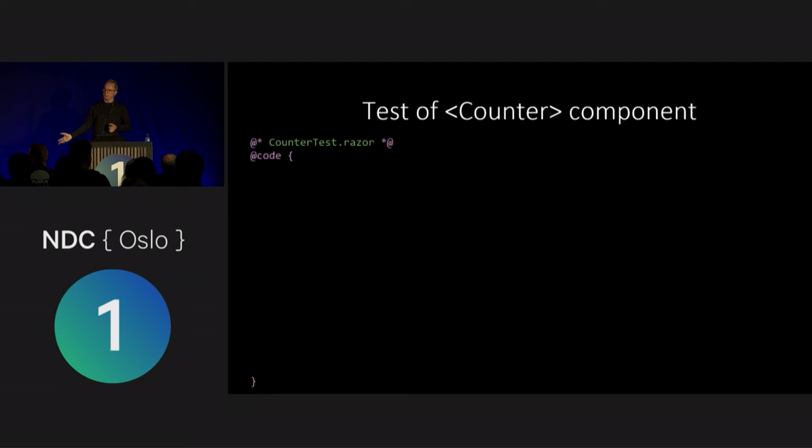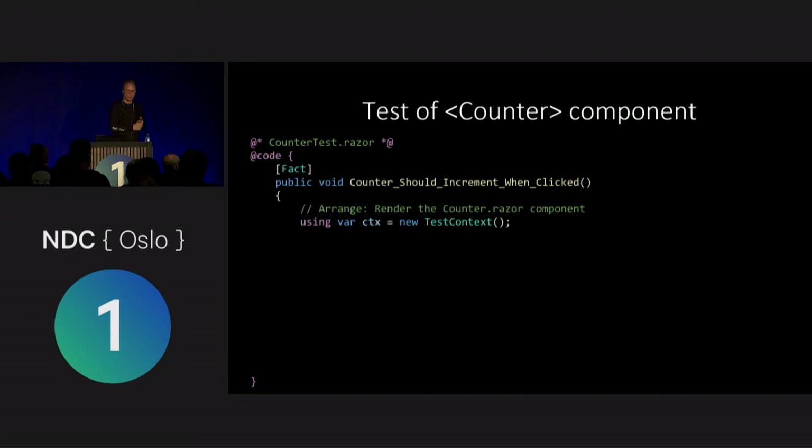Well, we start by creating a Razor file, and let's call it countertest.razor, and we add a code block, and in that code block, I'm going to use XUnit in this demo, we add an XUnit test. The XUnit test is called counter should increment when clicked. So first, in that test, we need something called a test context. It's a bUnit thing. It's the thing that allows us to sort of drive a Blazor component through its lifecycle and interrogate and see what is happening under the hood.